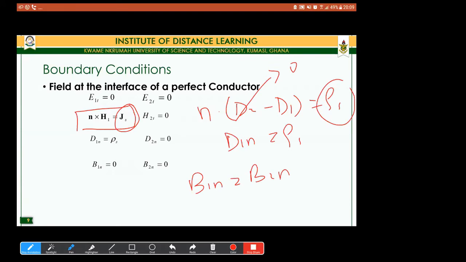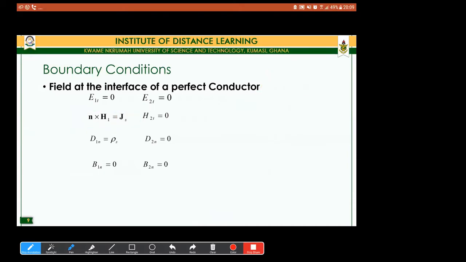And finally, as for B, we know B1N equals what? B2N. Therefore, if B2 equals 0, then B1N must also be equal to what? 0. So, at the interface of a perfect conductor, only the tangential component of H in medium 1 and the normal component of D in medium 1 exist. All the other fields are 0.